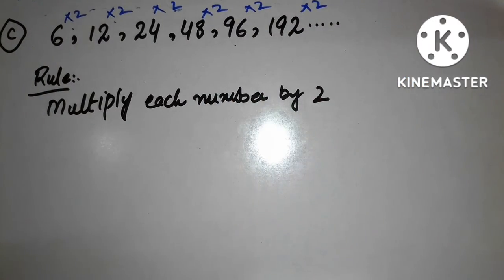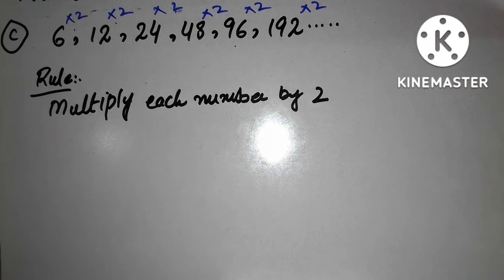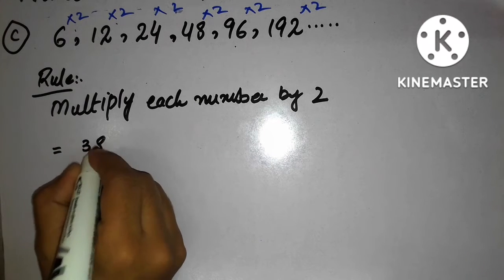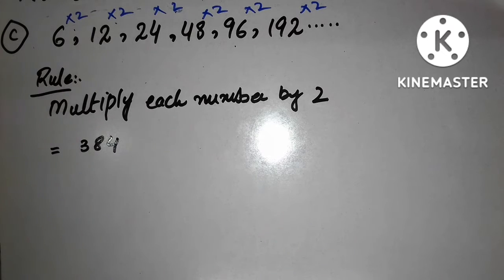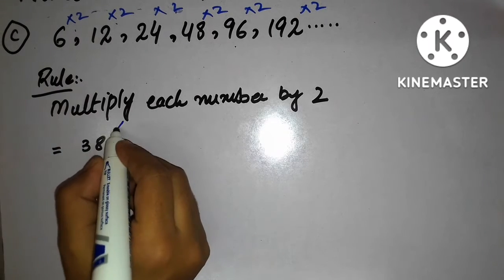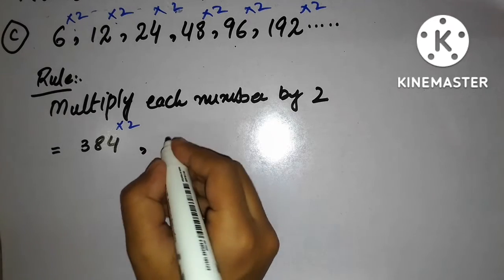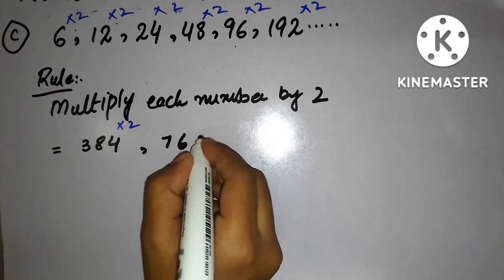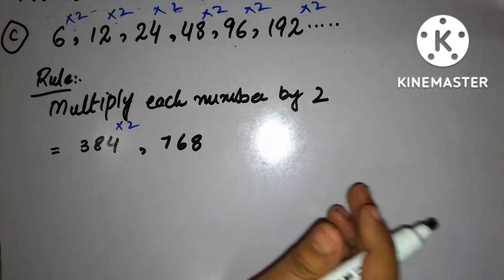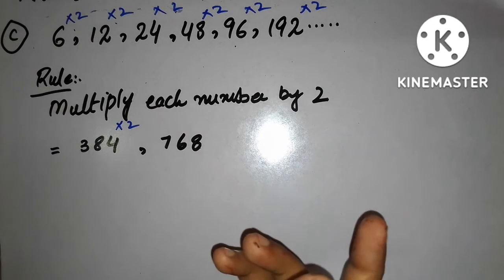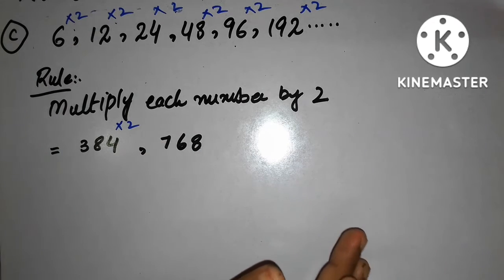So what we have to do? We have to multiply 192 by 2. It will be 384. Again we have to do the similar thing. Multiply by 2, so it will be 768. So that is the pattern, that we are multiplying each and every term by 2 to get the next number. That is the C part.